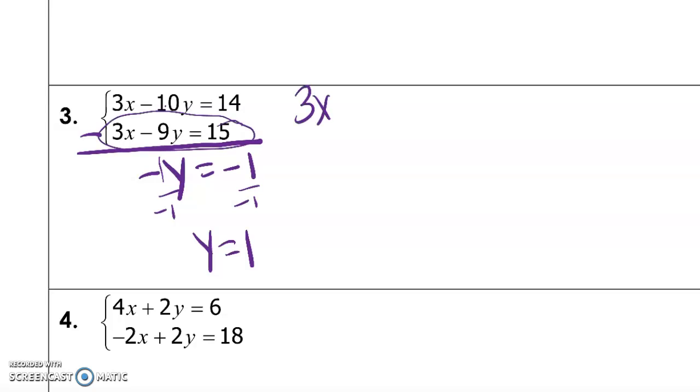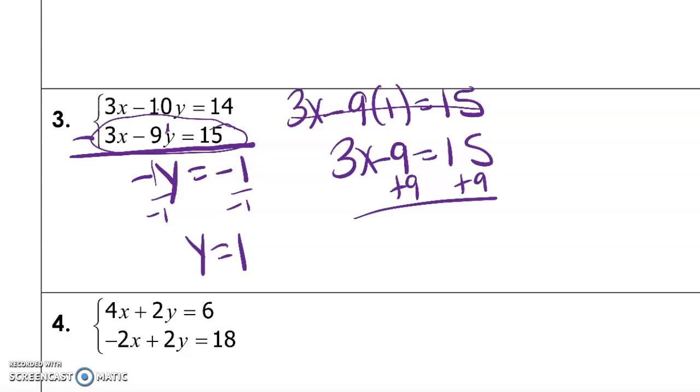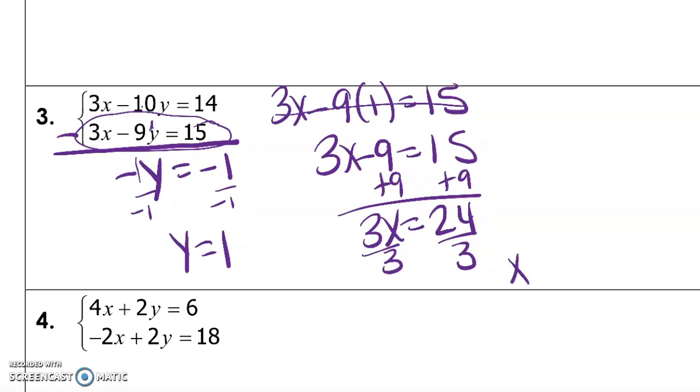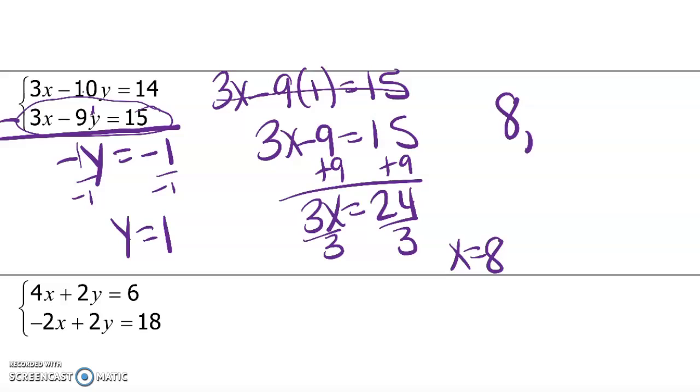So 3x minus 9 times 1 is equal to 15. Hopefully you don't have to write that step. You can just think, okay, this is a 1, so 9 times 1 is 9. So hopefully your first step could be just 3x minus 9 equals 15. So add 9, 3x equals 24, divide, x equals 8. Again, your final answer is the ordered pair x then y, so 8, 1.